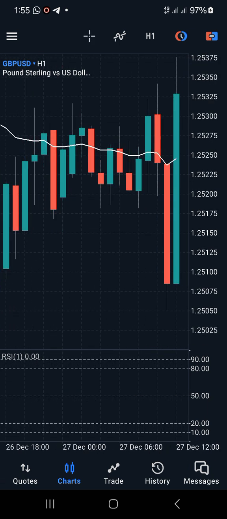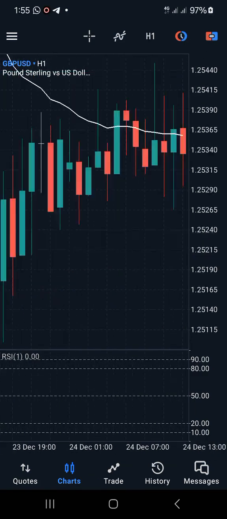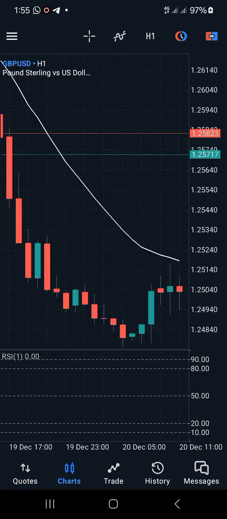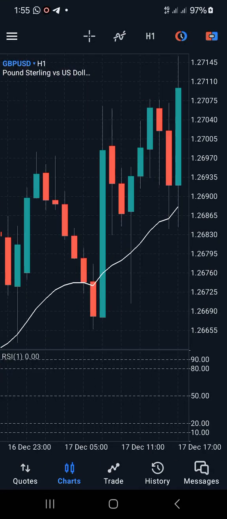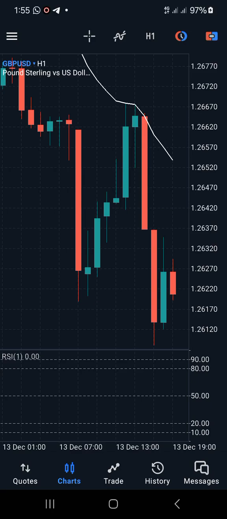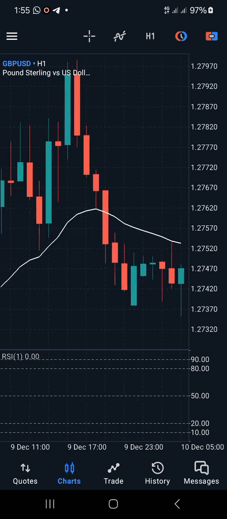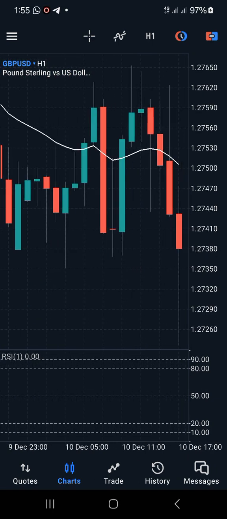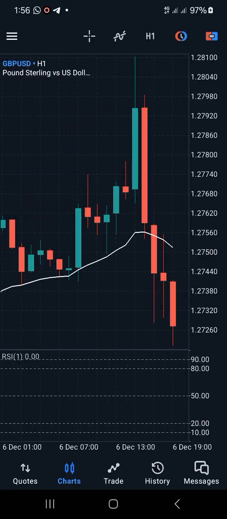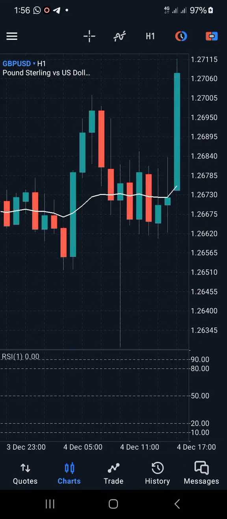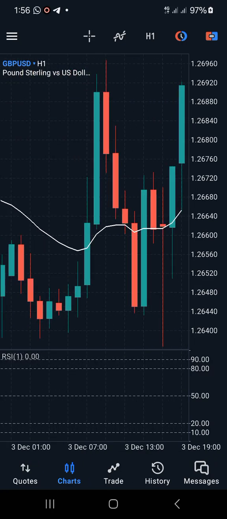Okay, so this is another hammer here. This one is a hammer because it occurs in a downtrend. So a hammer occurs in a downtrend while a hanging man occurs in an uptrend. So you can scroll through the charts trying to identify where the hammer and hanging man occur. Remember, a hammer occurs in a downtrend while a hanging man occurs in an uptrend. So that is just it.